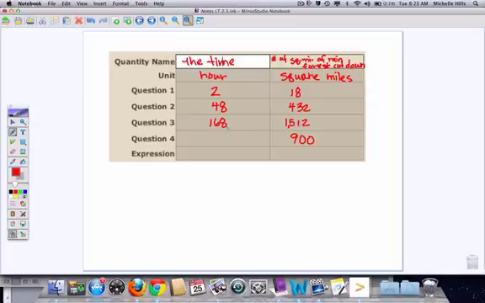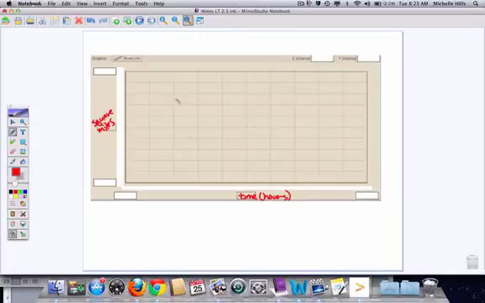So if I can get up to 168 on that axis, then I'm going to have plenty of room to graph what I need to. So I'm going to start at 0, and I need to go up to at least 168. I'm probably going to go up to 180.